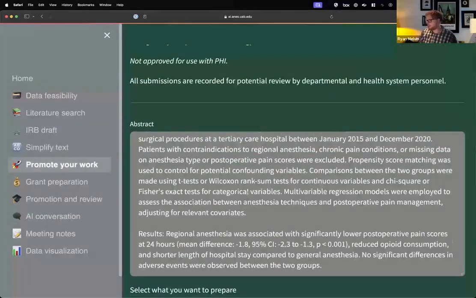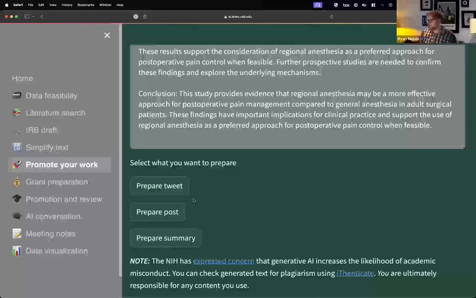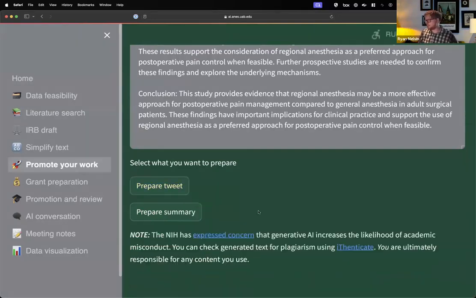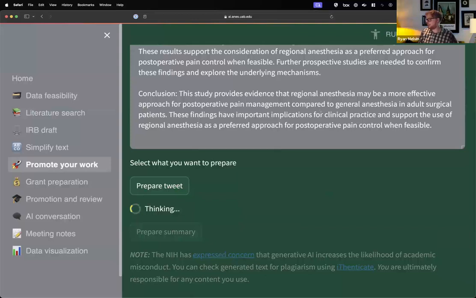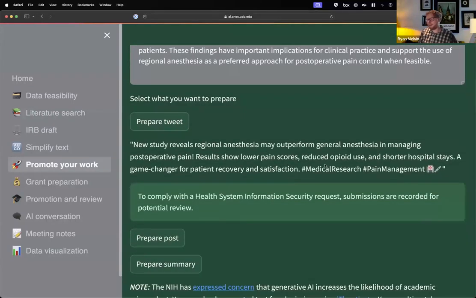Related to that one, we have one that can take an abstract and turn it into a tweet. I refuse to call them X posts. It can also make a LinkedIn post, or just a summary that you might want to give to a communications team or as part of a press release. And we've actually seen that our communications team, and now I think actually some folks from the broader UAB communications team, are using this tool.